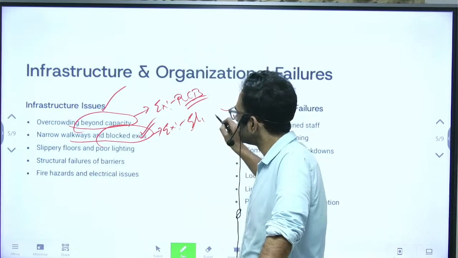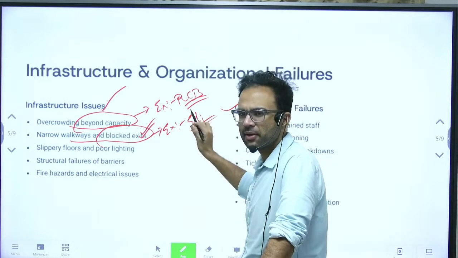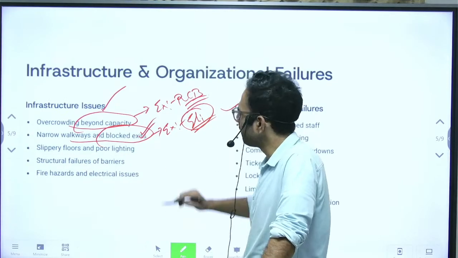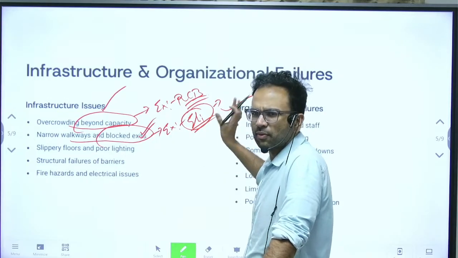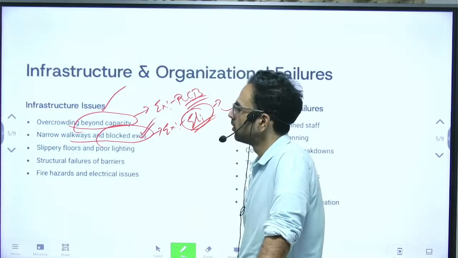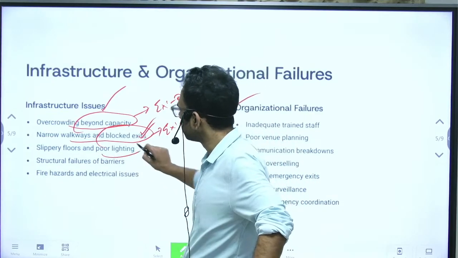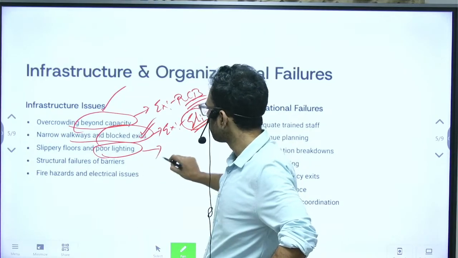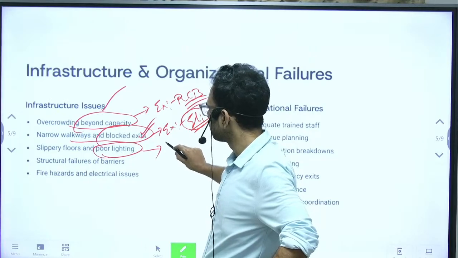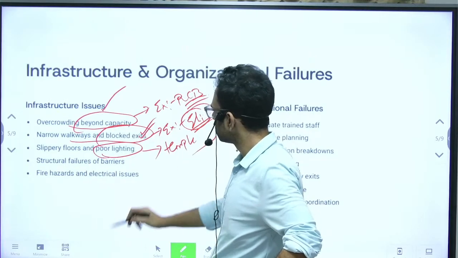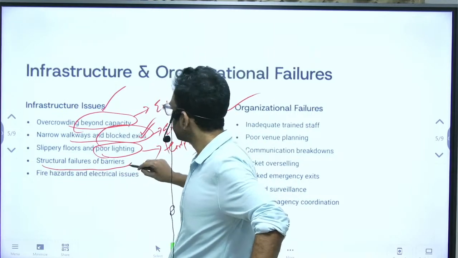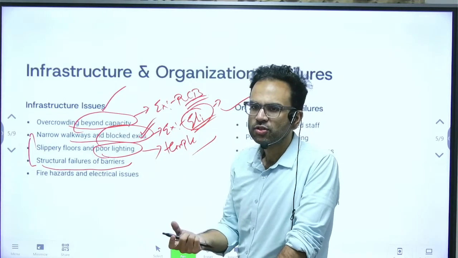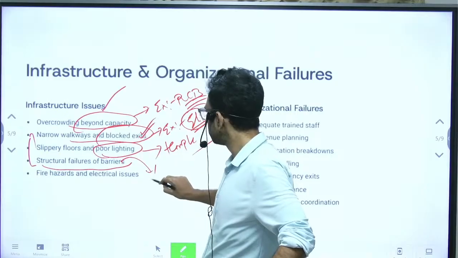It's a very old bridge, Elphinstone. I don't remember the name exactly. Just check the name of the station once. It's a local station. This happened way back in 17, 18, somewhere around that time. Okay, many years ago. Slippery floors and poor lighting. This happened in some temple, some religious gathering. Structural failures of barriers. Again, this also happened in the same incident, Mumbai. One bridge. Okay, you can talk about this situation.